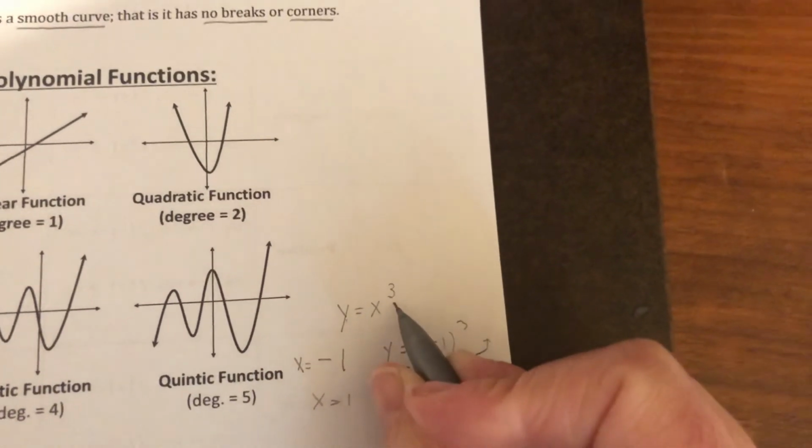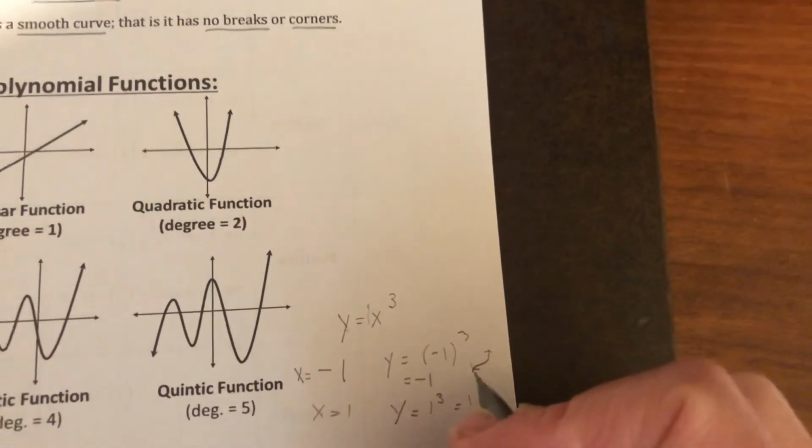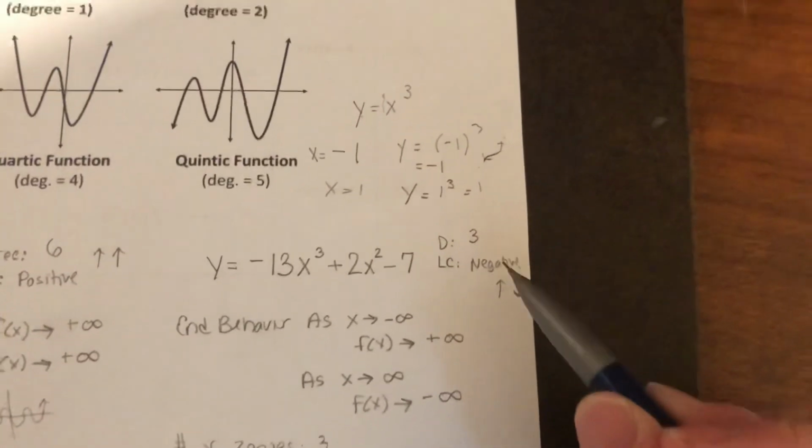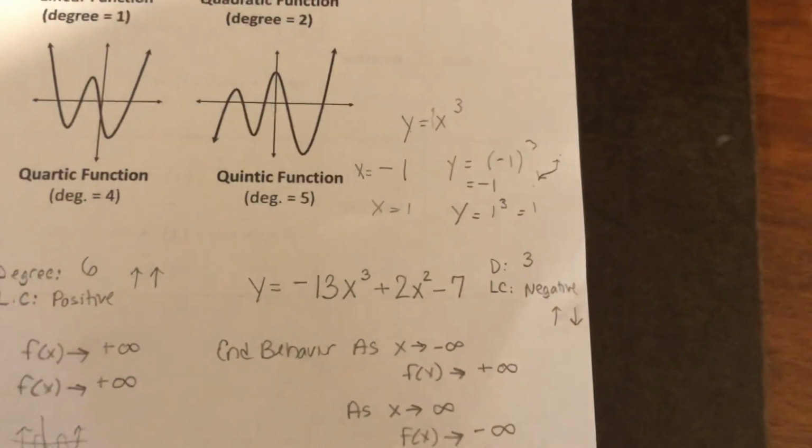So odd with a positive leading coefficient is down, up. Whereas here, odd with a negative coefficient is up, down. That's just a little trick in case you get stuck on which one's which.